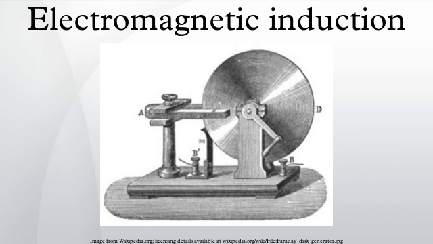History. Electromagnetic conduction was discovered independently by Michael Faraday and Joseph Henry in 1831. However, Faraday was the first to publish the results of his experiments.